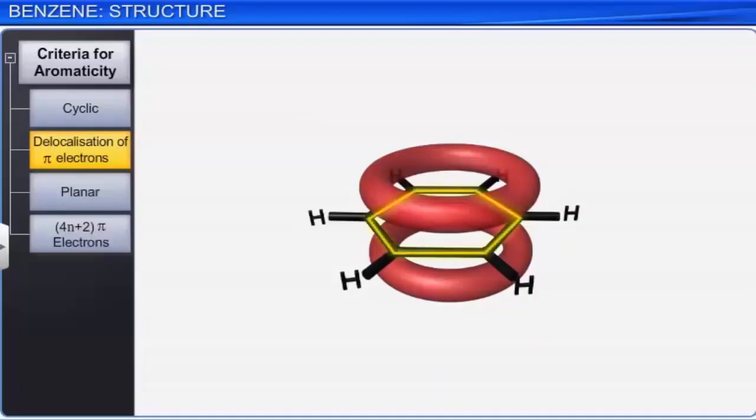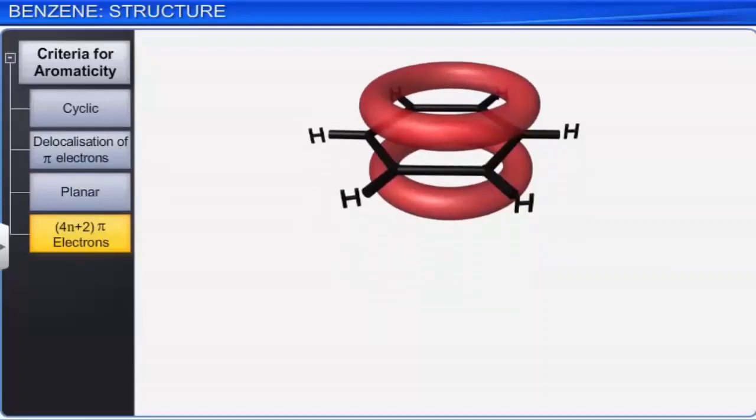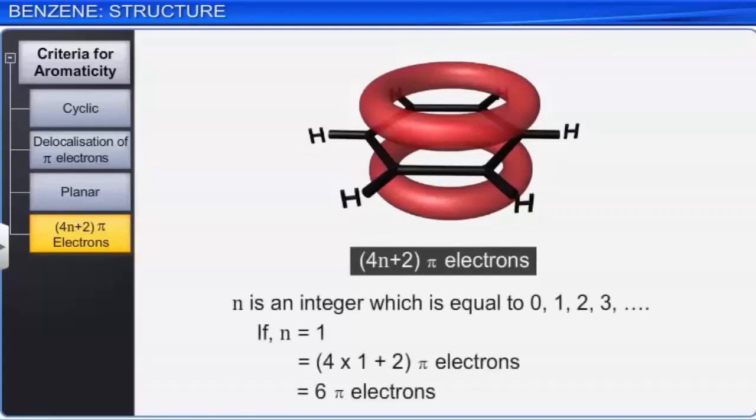Therefore, for a molecule to be aromatic, the ring must be planar. Now, let us look at another essential property. For aromaticity, a cyclic compound must contain a total of 4n plus 2 pi electrons, where n is an integer, which can be equal to 0, 1, 2, 3, and so on.